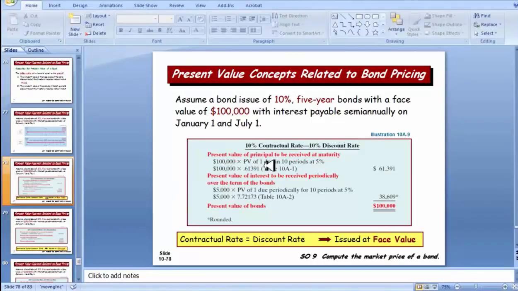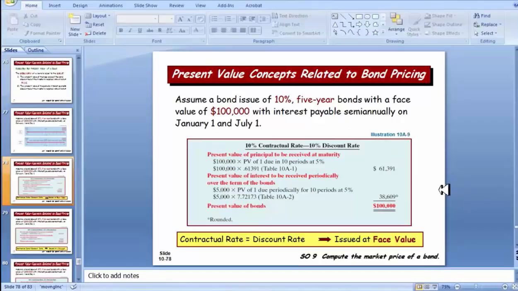Okay, 100,000 due in 10 periods at 5%. That is 100,000 times 0.61391, which equals the present value of that bond payment: $61,391. Now we're receiving $5,000 every 6 months for 10 periods. So we go to our present value table, and we've got 5,000 times 7.721373, which is 38,609, and the present value of the bonds is 100,000. So this is where the contract rate and the market rate are the same.